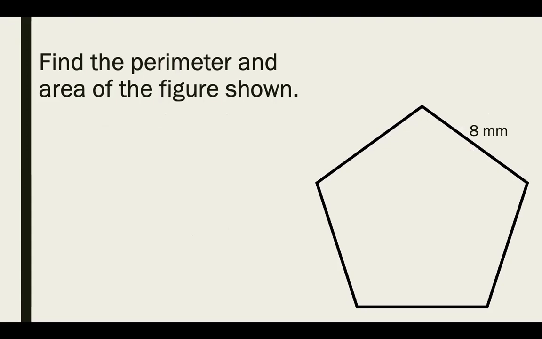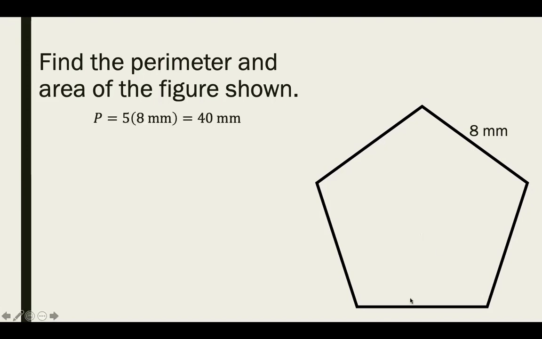They don't have to give us the apothem. So in this case, we are just given one side of this regular pentagon, and we are going to have to figure out the perimeter and the area. So the perimeter, again, is very easy. 8 millimeters per side, 5 sides, 5 times 8 is 40.